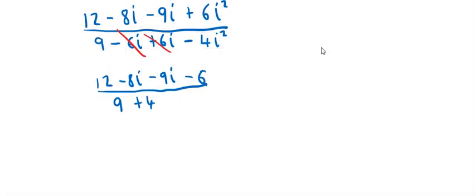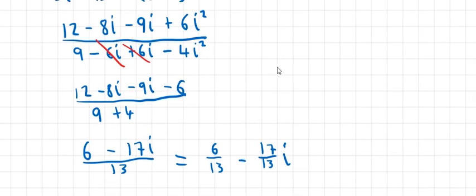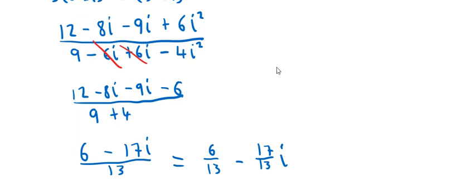So on the top we're going to get 6 and minus 17i, and that's all over 13, because 9 plus 4 is 13. And then again we can just divide 13 into both of them, so 6 over 13 minus 17 over 13i, and then that's our final answer. So that's in the form a plus bi.